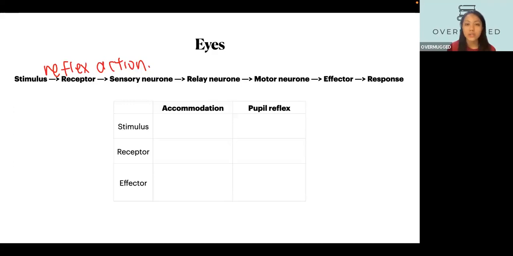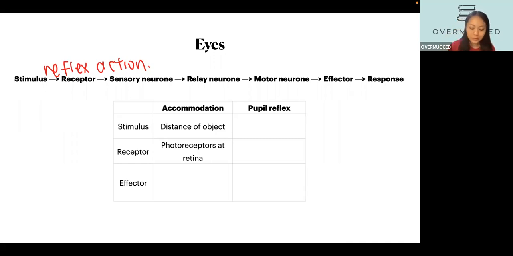So here, for accommodation, I realize at least some of my students don't understand accommodation because maybe it's not being used. It's basically the focusing on different distances. That's called accommodation. So the stimulus is the changing of distance of the object. And then the receptor in this case is photoreceptors at the retina layer. Photo means light, so this is a specific name given to the receptors at the eyes. And retina is the layer where all the photoreceptors are at.